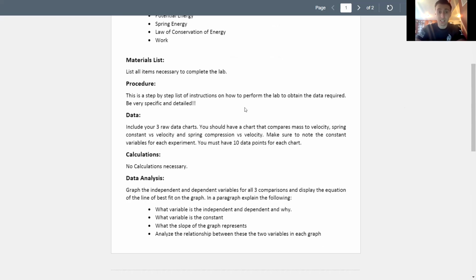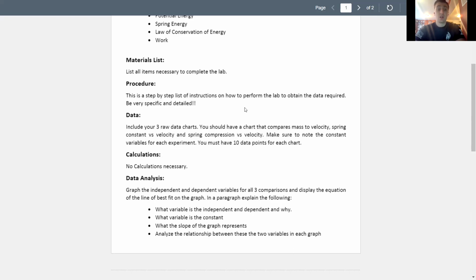Oh, I skipped one. Data. Okay. So this is the big thing here. This is your big point, your data. So you are going to have 3 data charts. Okay. So you're going to have mass versus velocity. You're going to have spring constant versus velocity, and you're going to have spring displacement versus velocity. Those are the 3 things you're going to be comparing and how they change the velocity. Okay. So again, for each thing, and I showed you this, you should have a data table. It's the raw data table. It's very easy. Data should be very easy.